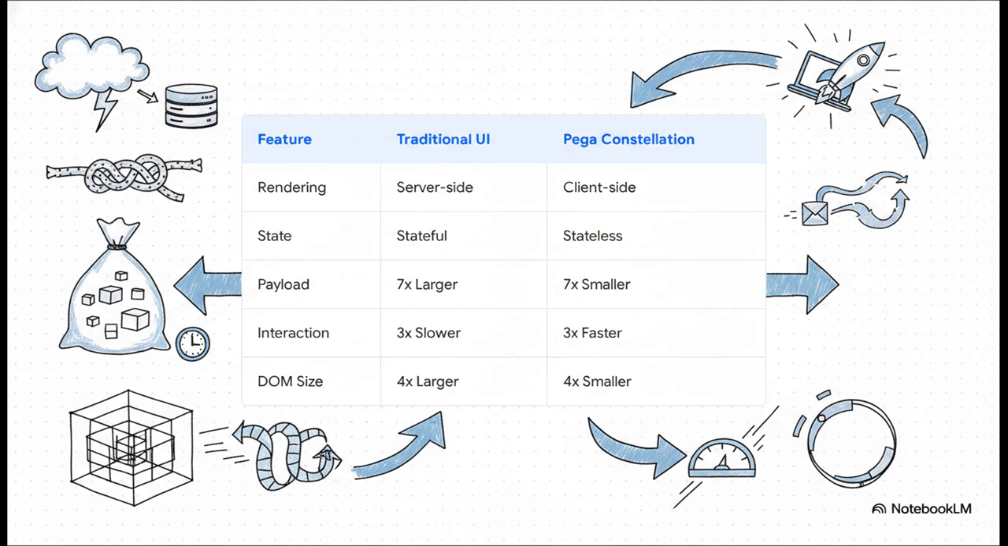The rendering moves from the server to you, the client. The session becomes stateless, freeing up server resources instantly. Payloads are 7 times smaller. Interactions feel 3 times faster. And the DOM, which is basically the blueprint of the web page your browser has to read, is 4 times smaller. It is a clean sweep across the board.